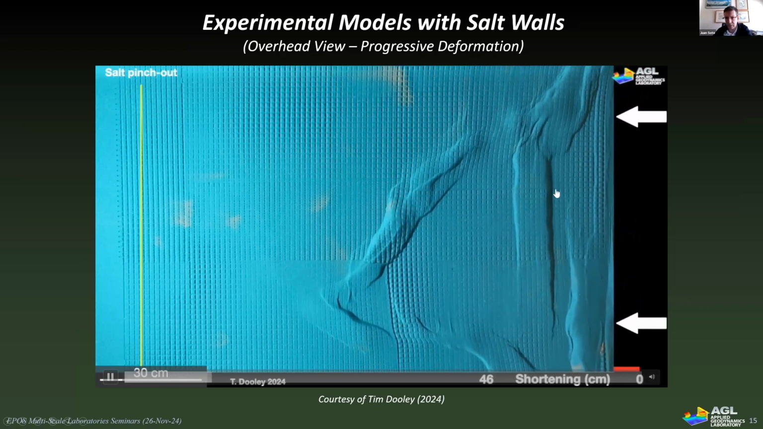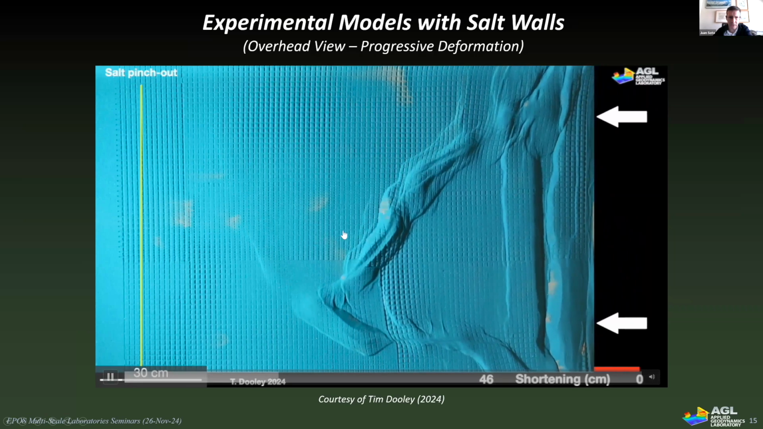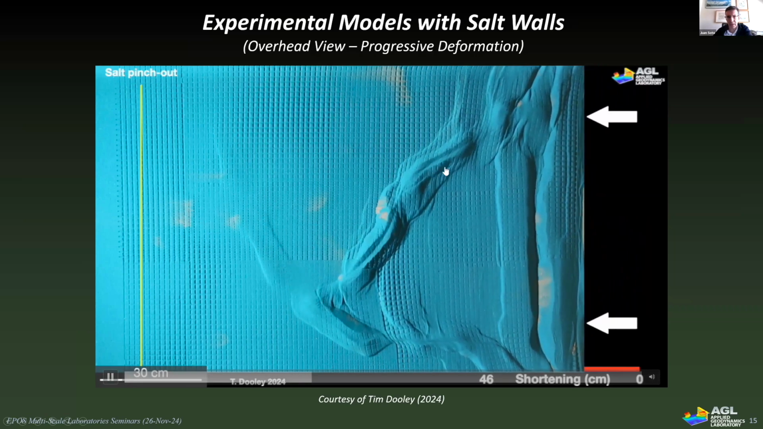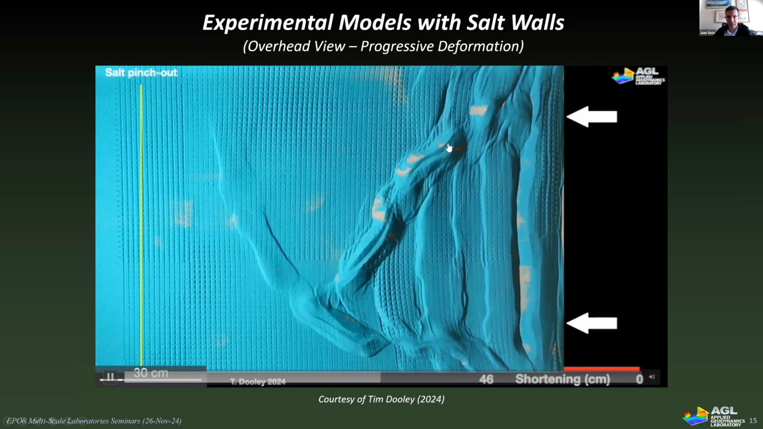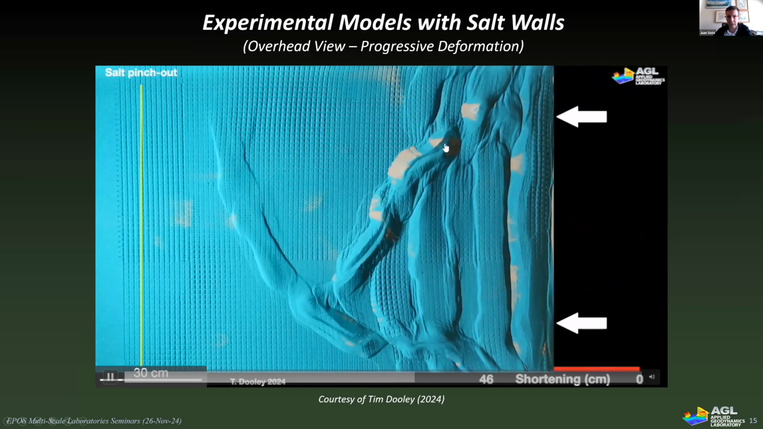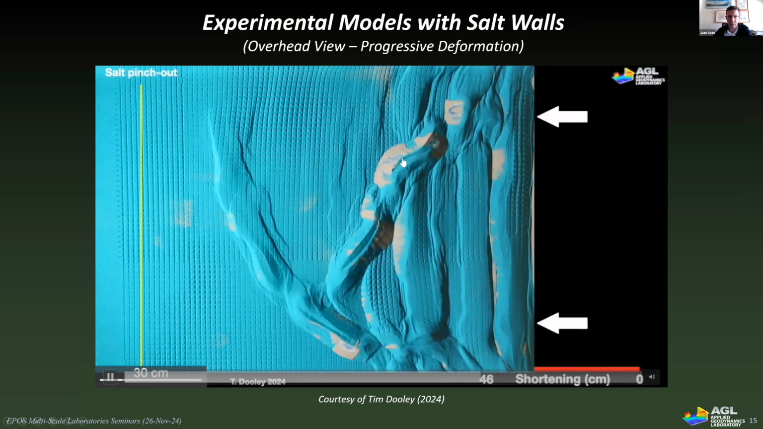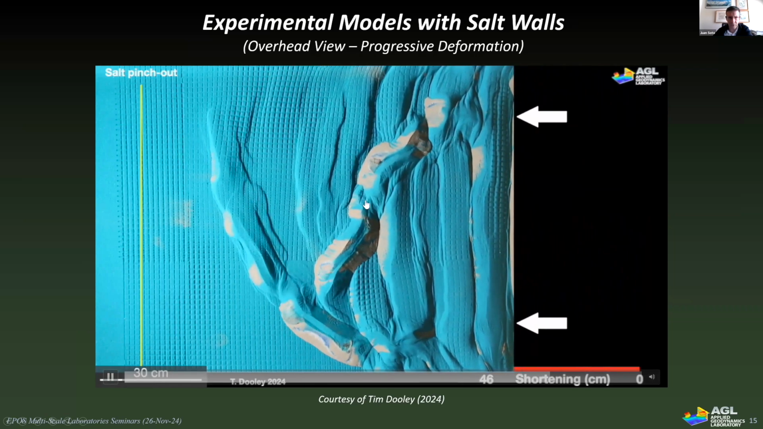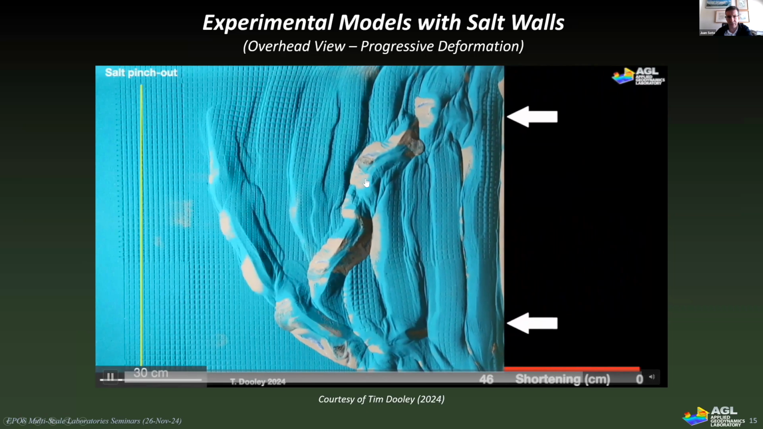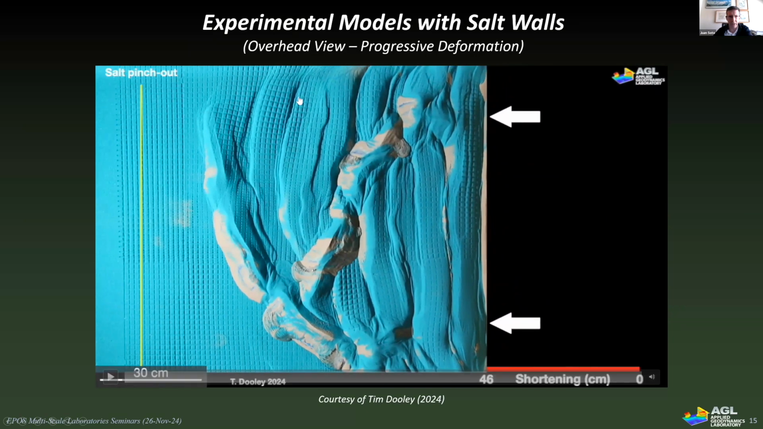So again, thrusting starts in the hinterland and will be progressing younger toward the foreland. And look at how some of the salt walls are deforming with sigmoidal structures, with collapsed grabens on top, with extrusive features. And you will also see that the location of the salt walls is controlling the geometries of the fold and thrust belt.